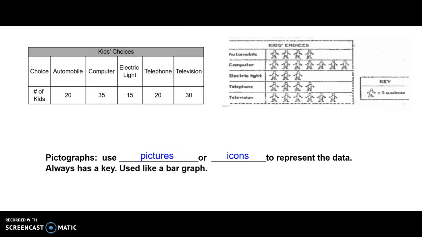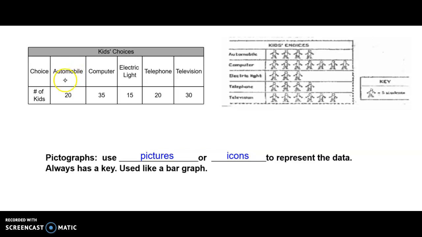It's our pictograph. We don't use these very often, but a pictograph uses pictures or icons to represent data, and there's always a key. It is once again used to compare data, but it's doing it differently using pictures. So on the left here, I have kids' choices. And I got this graph from somewhere.